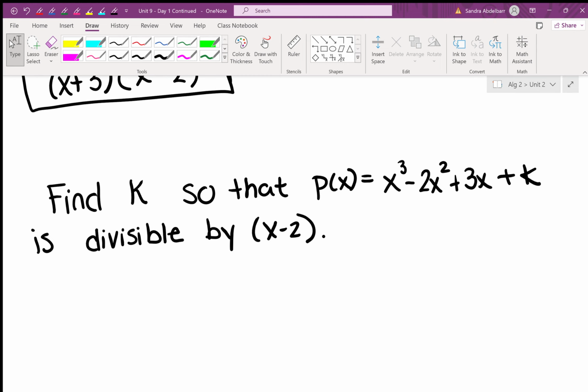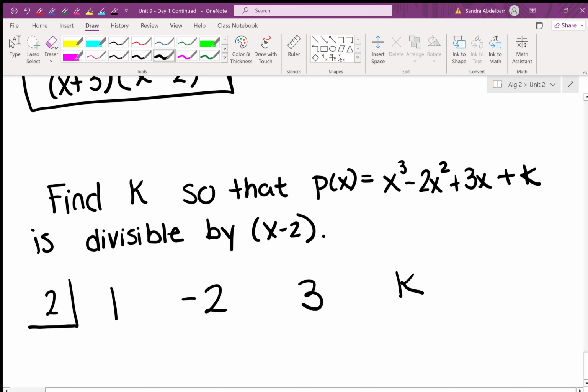Okay, I'm going to opt for the synthetic division here. And what do we need our remainder to be? Keep that in your head. For it to be divisible by, we need our remainder to be 0. Okay, so I'm going to set up my synthetic division, putting my 2 in my box. I have all my exponents accounted for, so that's great. So I have a 1, negative 2, 3, and my constant is unknown. My constant's k.